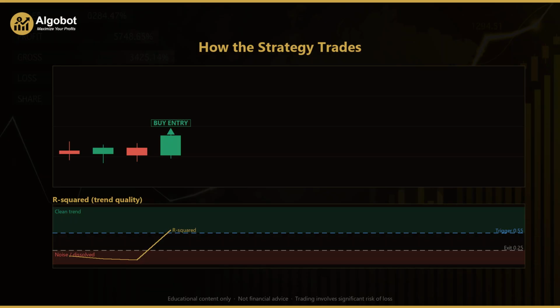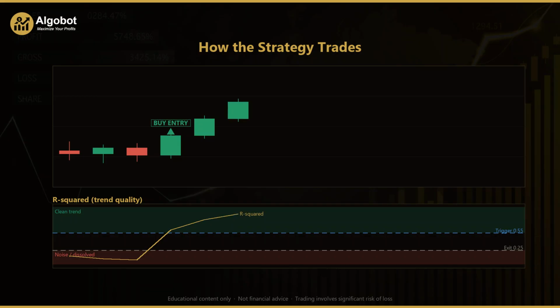Look at the first three candles. Price is drifting sideways, small bodies overlapping each other with no clear direction. Down in the panel, R-squared is sitting very low, around 0.1, deep in the red noise zone. The path here is essentially random, so the strategy stays flat and simply watches. Now the fourth candle, at index 3, changes everything.